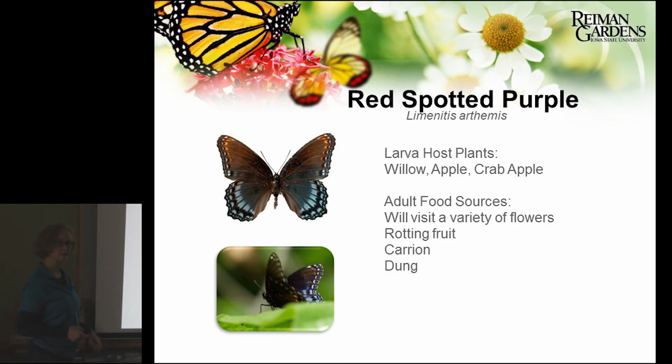The next butterfly we are going to talk about is the red-spotted purple. So red-spotted purple is a medium-sized butterfly. Darker wings, has these blue stripes on the bottoms of the wings. And then it's hard to tell in this picture, but they do have some orange spots on the underside of their hind wing. Larval host plant is willow, apple, or crabapple. Adult food sources, they will nectar on a variety of flowers, but they do like rotten fruit and tree sap also.